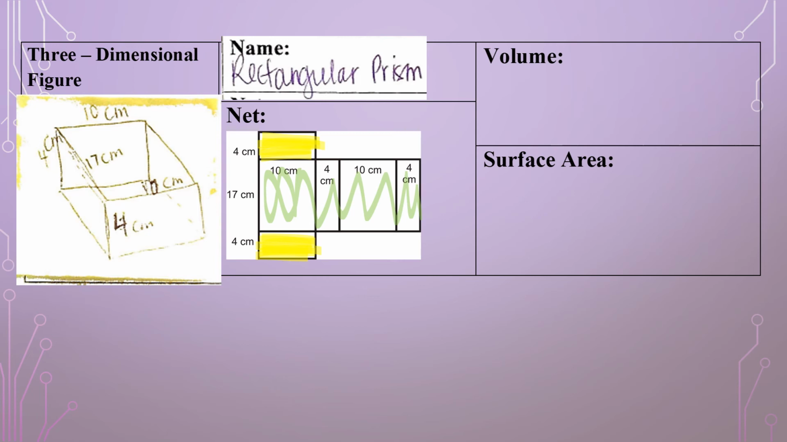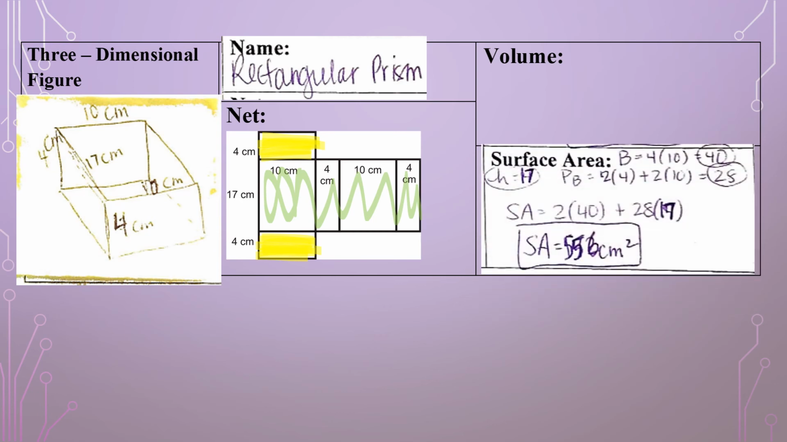The 4 centimeters is the height of the base, and the 10 centimeters is the length or the width of the base. And then your 17 is the height of the solid itself. So I did surface area first again, so the base is 4 times 10 because it's a rectangle, which would be 40, and the height of the prism itself is 17. Then you have to find the perimeter of the base, so 2 times 4 plus 2 times 10, which would be 28, and then plug it in, and clearly I messed up here, but your answer should be 556 centimeters squared for your surface area.